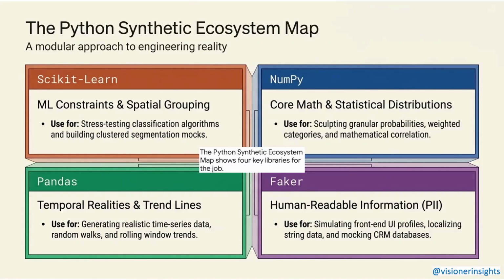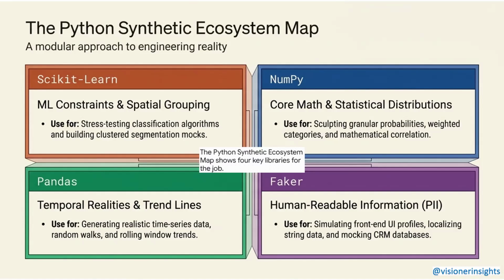So here it is. This is the map of our little ecosystem. We've got scikit-learn, which is amazing for creating data with specific machine learning structures. Then there's NumPy for all the core math and statistical foundations. We've got pandas for handling the super important dimension of time. And finally, Faker for generating data that just looks and feels human. Each one of these has a really specific job to do.